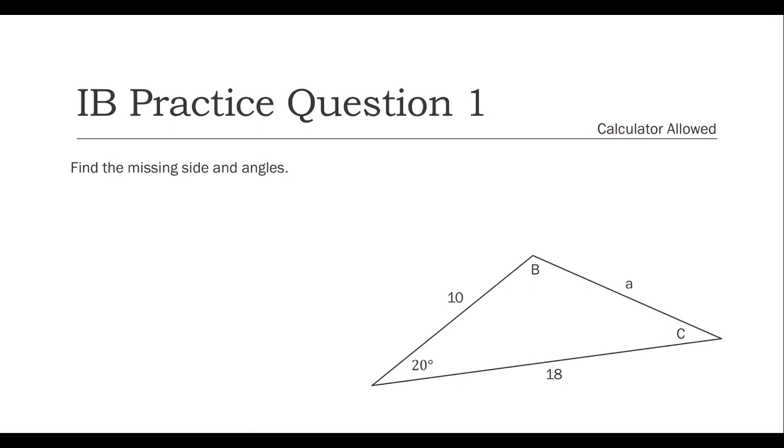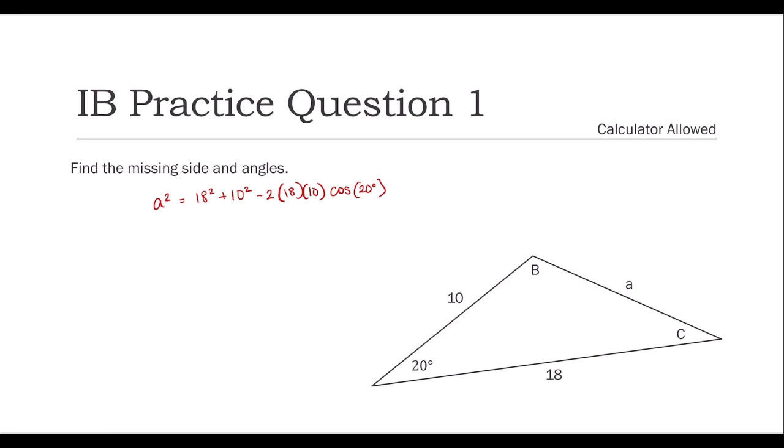So here we have our first IB practice question, and the calculator is allowed. It says find the missing side and angles. So we're given two sides and an angle in between. So we don't have any sides across from an angle, so we need to go to our law of cosines. Since A is the angle that we have, we'll have the side A squared equals B squared, so 18 squared, plus C squared, 10 squared, minus 2 times B times C times the cosine of angle A, so times the cosine of 20 degrees.